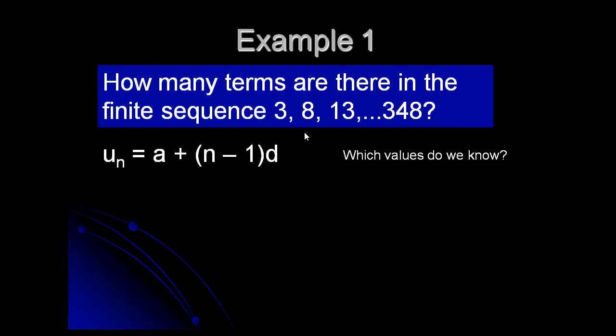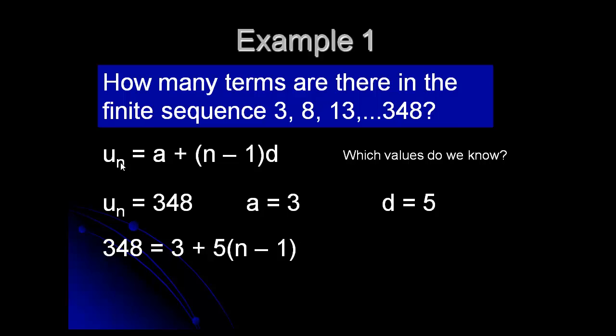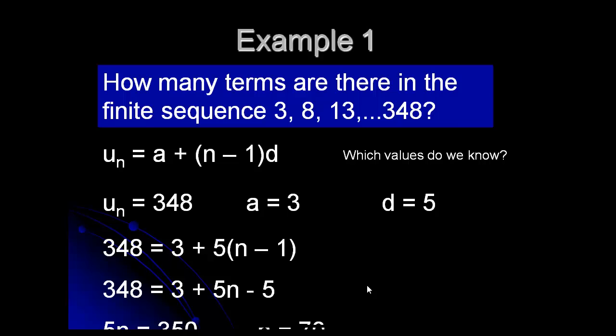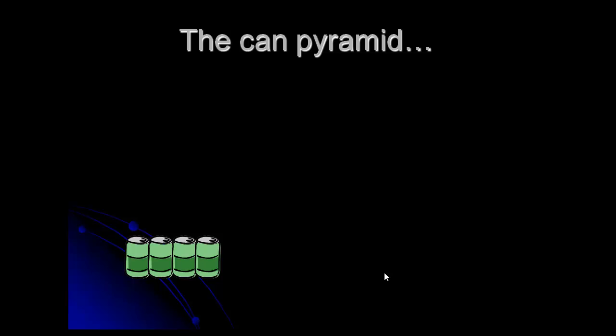The key to these sort of problems is to write down the formula and write down everything you know. So let's plug all those values into the formula. The only unknown is the n, that's what we're looking for. So we get 348 equals 3 plus 5 times n minus 1. Multiply out the bracket, we get this. Rearrange, we get 5n equals 350, which tells us that n is 70. Okay, so that's the nth term.